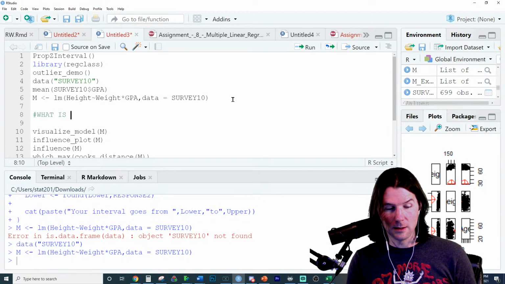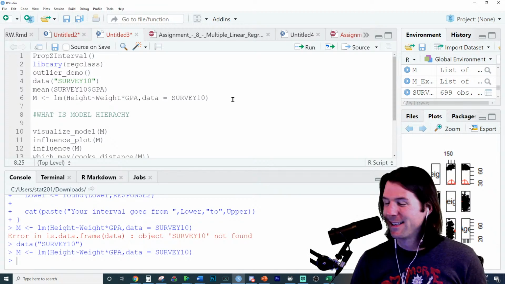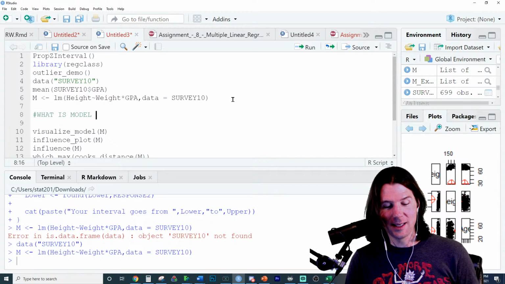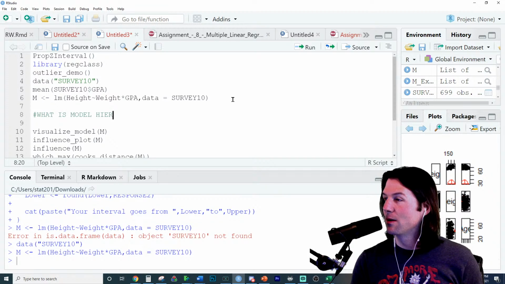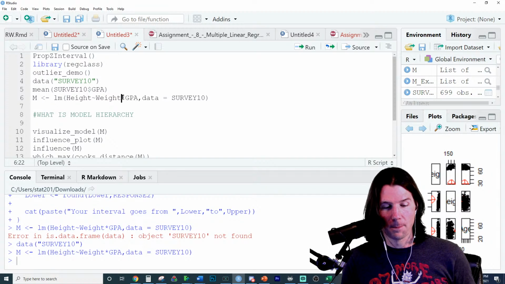So what is model hierarchy? That's how it's spelled, right? No, it's not. I can never spell this word. I do not teach spelling. They should have a spell check in this now.